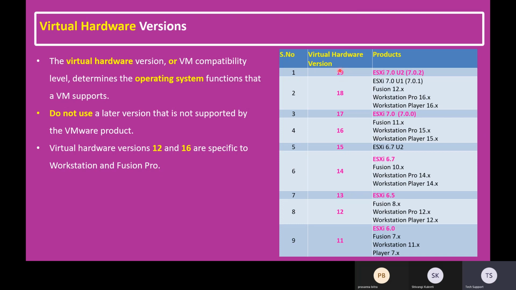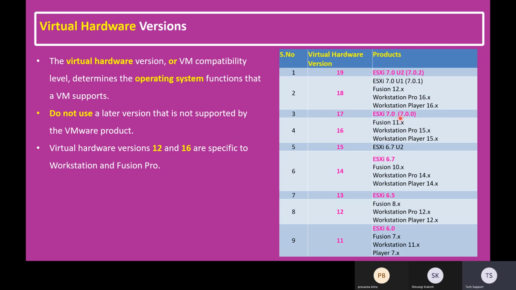The key point here is that if you have the latest version of ESX, 7.0 U2, it will still allow you to run all the old versions. But if you have a VM with the latest virtual hardware version, it will only be supported on compatible versions. It won't run on your lower versions.